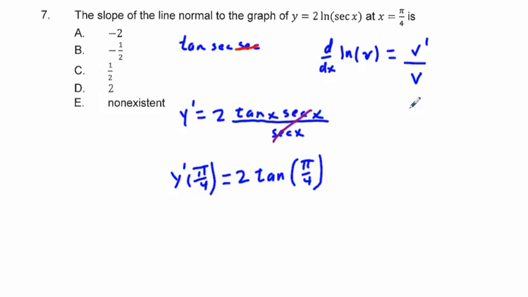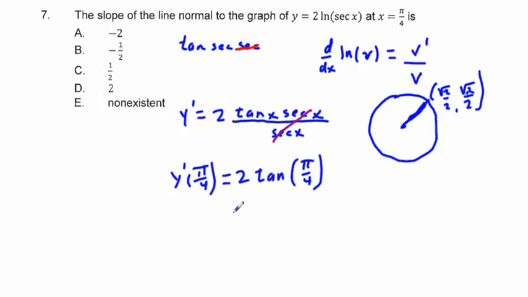If you remember the unit circle, where is pi over 4? Pi over 4 is right here, the diagonal. Your cosine is square root of 2 over 2, and your sine is also square root of 2 over 2. Tangent is sine over cosine, which is equal to 1. So our answer is 2 times 1, which equals 2. So that is our answer choice D.